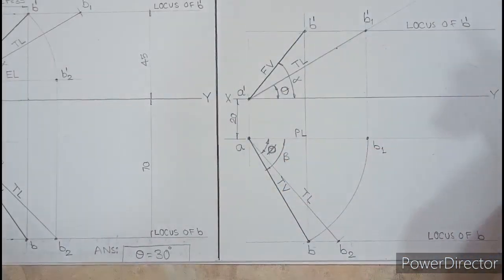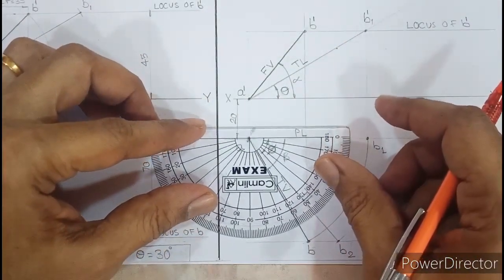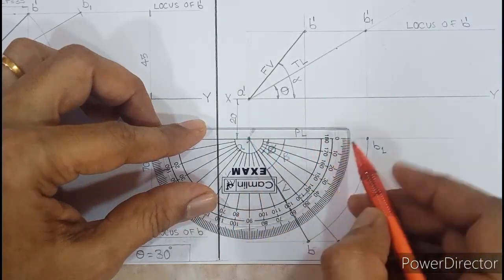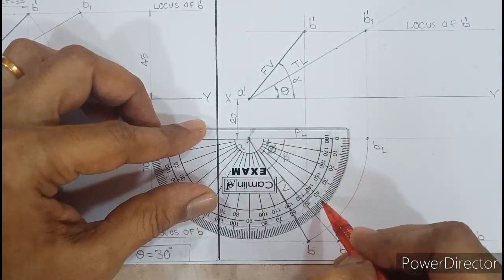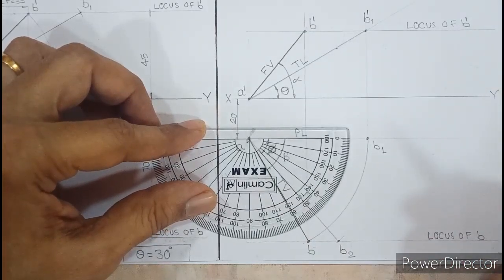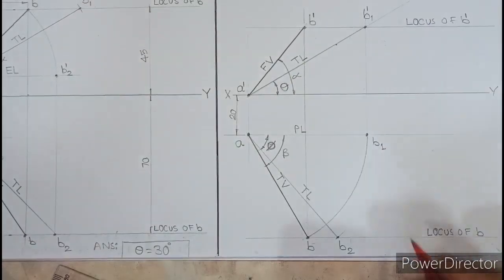So in the question what they've asked, measure angle phi. So let us align the protractor with this zero. So 10, 20, 30, 40, 49, approximately 49 or 50 it is. Okay. So here below the locus of B, you should write the value as phi is equal to 49 or 50 degree, whatever you're getting.